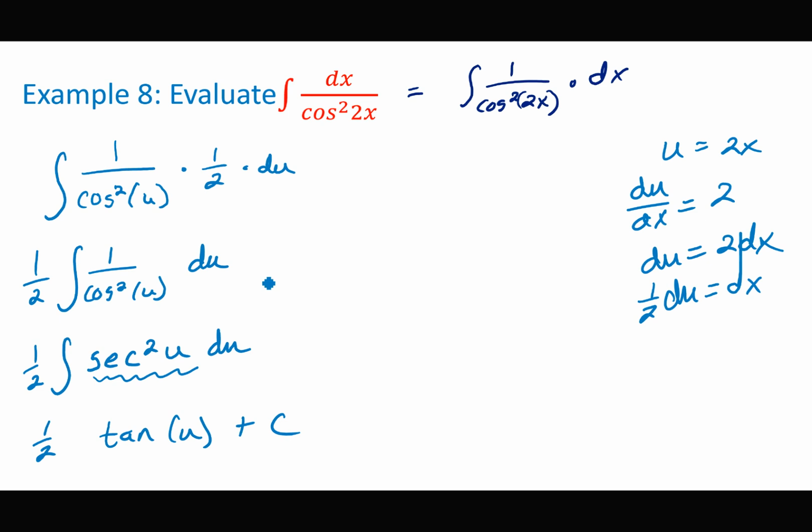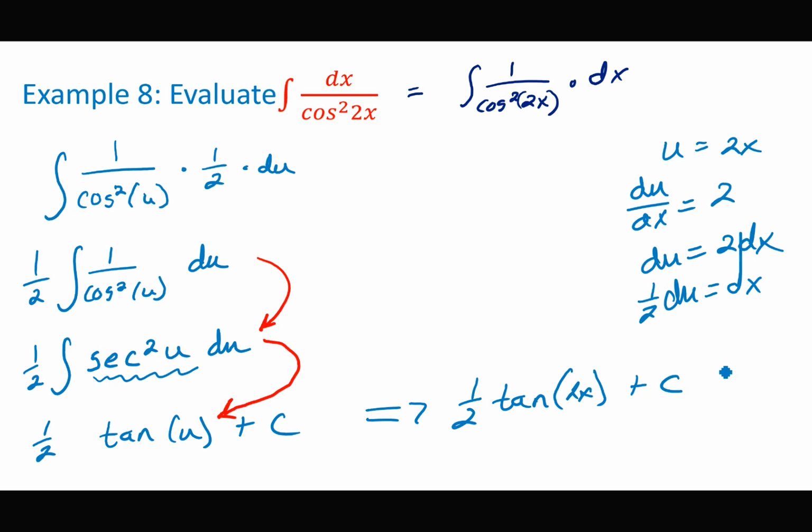This progression here was probably the hardest part of this problem, recognizing that 1 over cosine squared is the same as secant squared, and then recognizing the antiderivative of secant squared is actually one I can work with. So don't be intimidated by looking and seeing secant squared. That's actually one that I do know. That is tangent of u. And so this one, final answer, I would have 1/2 tangent of 2x plus c.